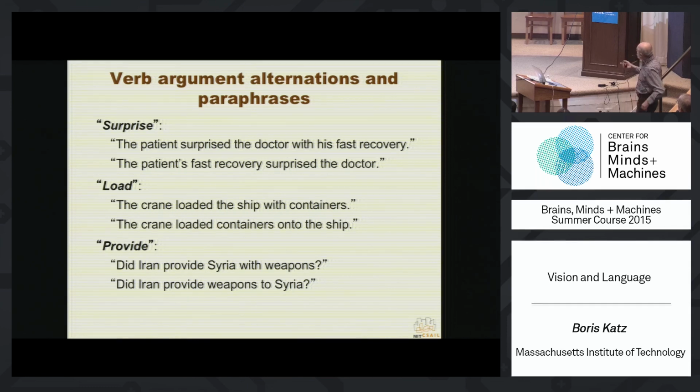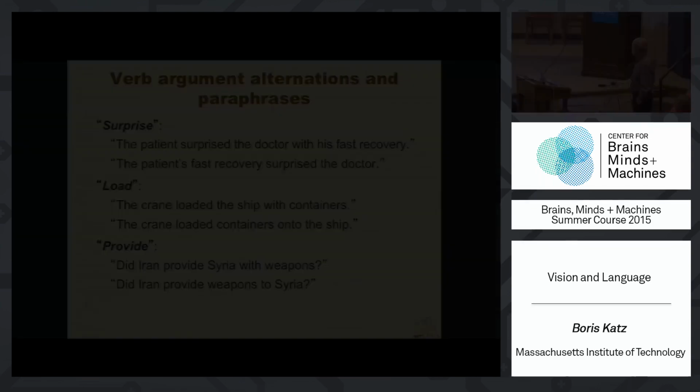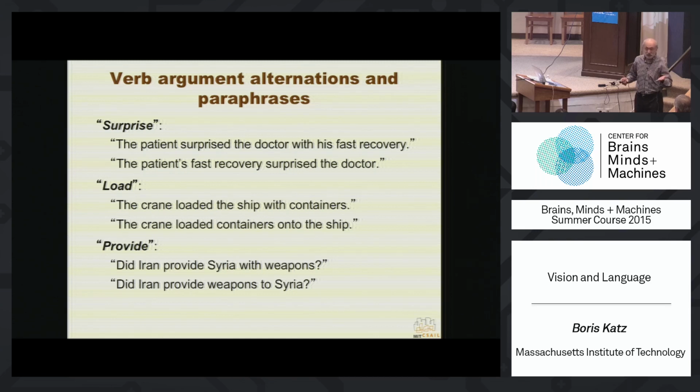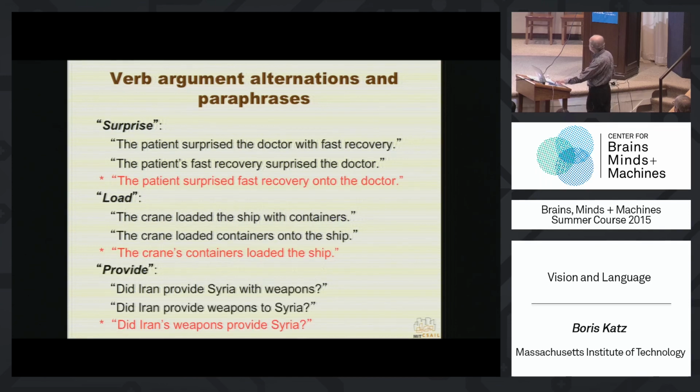Well, in a different verb like load, here's a different alternation. The crane loaded the ship with containers, or the crane loaded containers onto the ship. Again, it means the same thing pretty much, but the surface representation is different. The next one is in terms of a question. Did Iran provide Syria with weapons, or did Iran provide weapons to Syria? Let's see if it's true for every verb in the universe. So let's try to look at, say, the surprise alternation and use it with the load verb or the other way around. So I hope you're bearing with me.